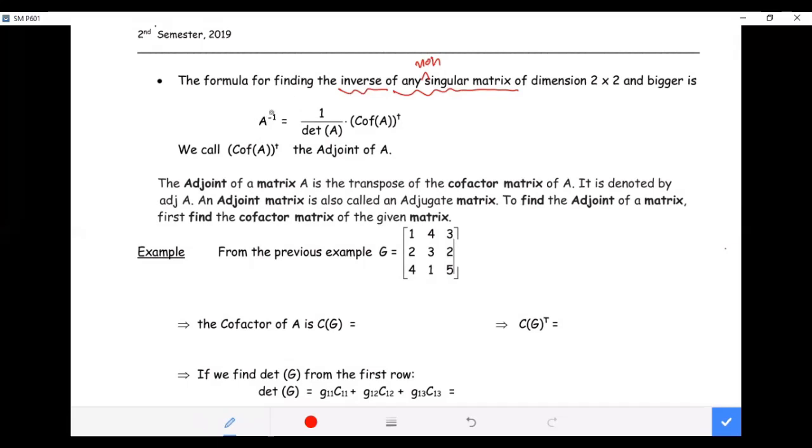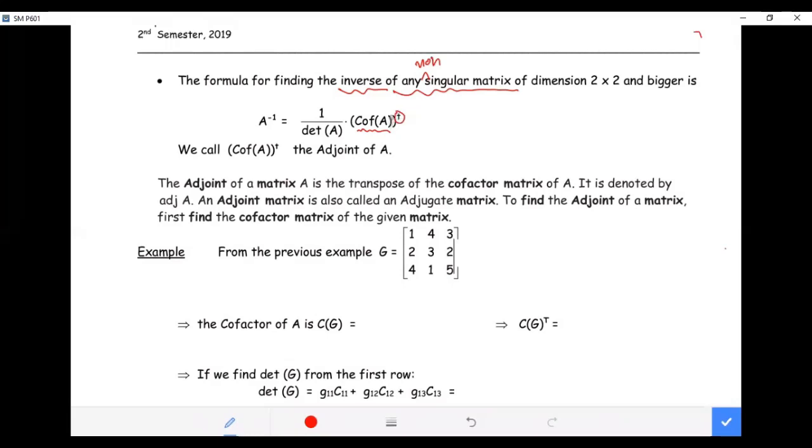A inverse is 1 over det A. And what is this one? This is the cofactor of matrix A. You remember the cofactor matrix? Something about minors: when you have the minor, you swap the sign, positive to negative, negative to positive, to get the cofactor. And then you transpose. Transpose is to change the rows to the columns and the columns to the rows.